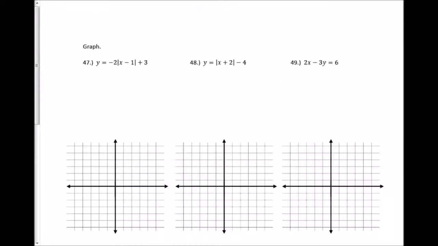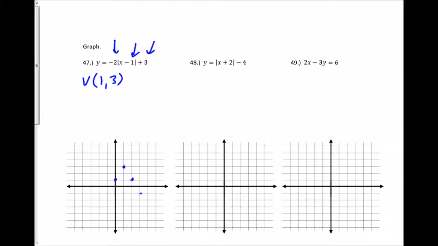This one, I want to graph this guy, so I do the vertex, and the vertex is right here. It's these guys. That's the (1, 3). So I go 1, 3, and I plot that point right here. And the a value is negative, so it opens down. It's going to be stretched vertically. So instead of going down 1 over 1, I go down 2 over 1. So it looks like this.